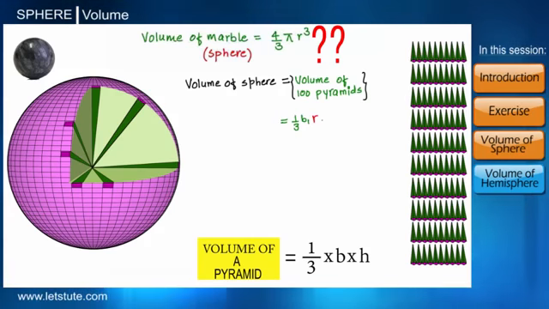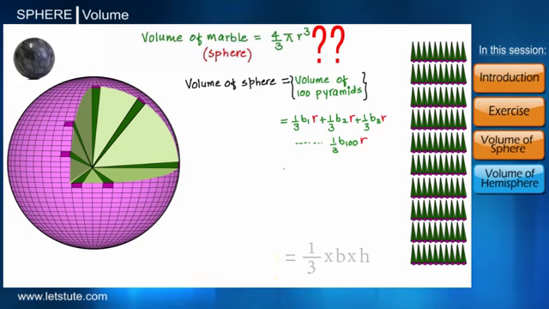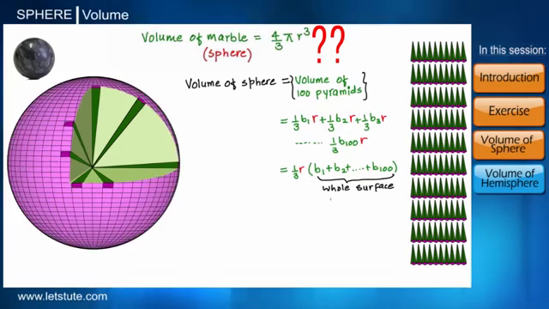Similarly, for the second pyramid, we can write 1/3 B2 R. For the third, 1/3 B3 R. And so on, we can write for the 100th pyramid 1/3 B100 R. Now, 1/3 and R can be taken common. So the next step will be 1/3 into R into the bracket B1 plus B2 till B100, since the addition of all these tiny bases of the pyramids together forms the whole surface of the sphere.